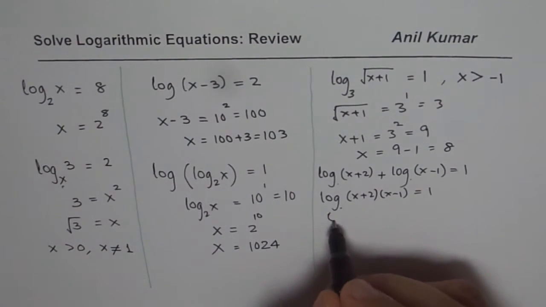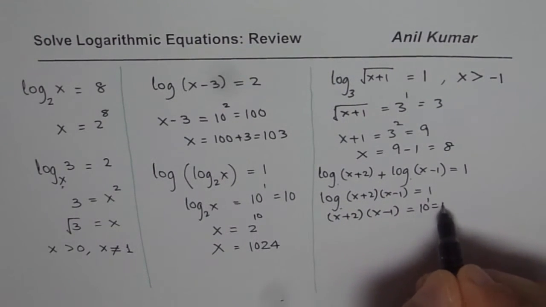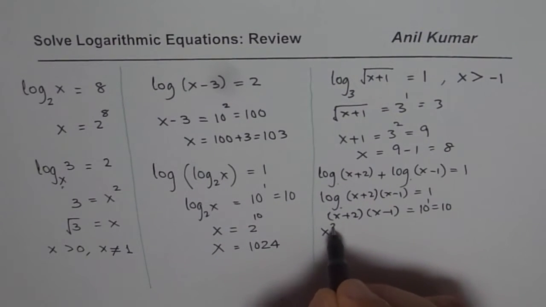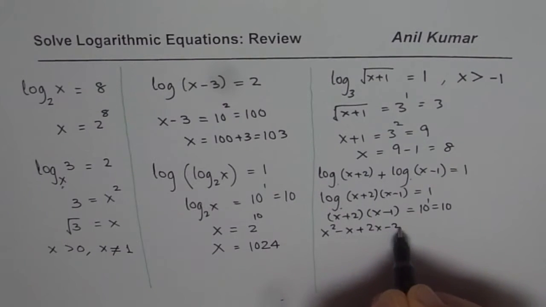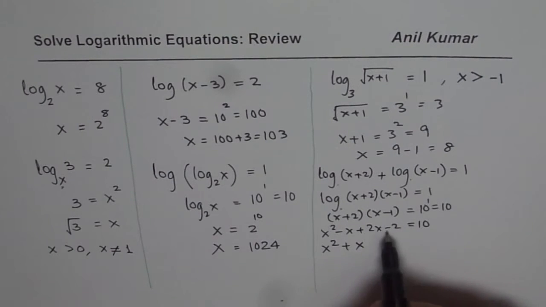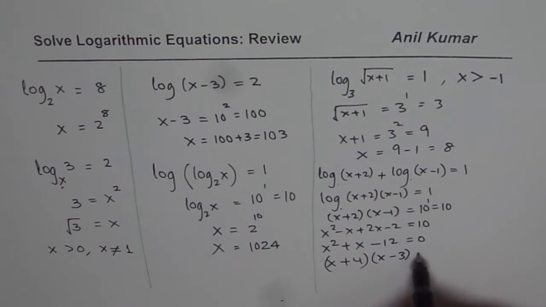Now we'll write this in exponential form as we had done here. So in that case, x plus 2 times x minus 1 is equal to 10 to the power of 1, which is 10. So let us expand the left side. It is a quadratic equation, and then solve that quadratic equation. So we get x squared minus x plus 2x minus 2 equals 10. Bringing 10 to the left side and solving, we get x squared, minus x and plus 2x makes it x, minus 2 and 10 when you take away, minus 12 equals 0. And this I can factor as 4 and minus 3, right? 12. So x plus 4 times x minus 3 equals 0.